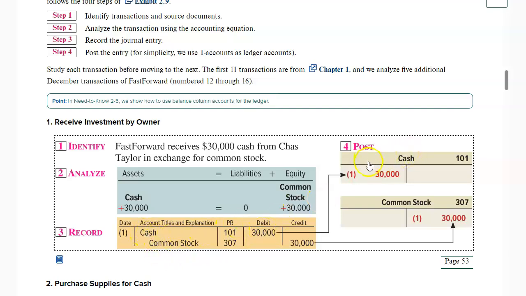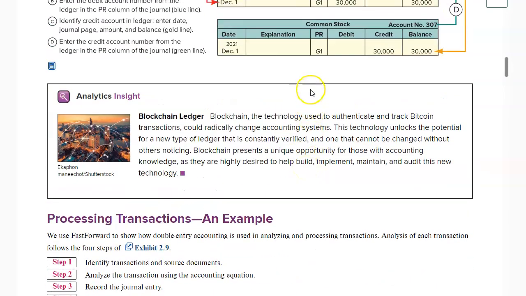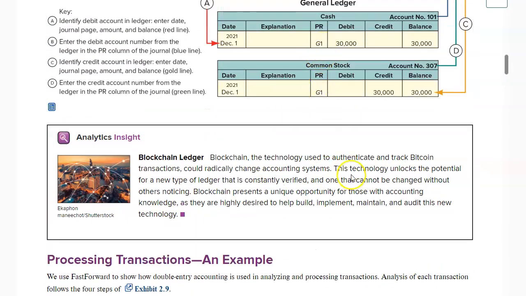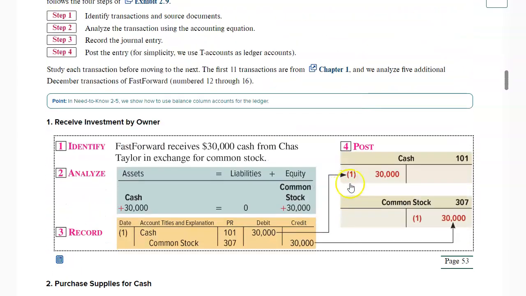And there's no way to do this easily in here, but in the general ledger, I would put G1 for my reference. You really can't do that well here. And then I'd put the account number in the journal, 101. Common stock is going to be $330,000 to the account number 307, so it's a credit to 307 over here. And again, the account number here.